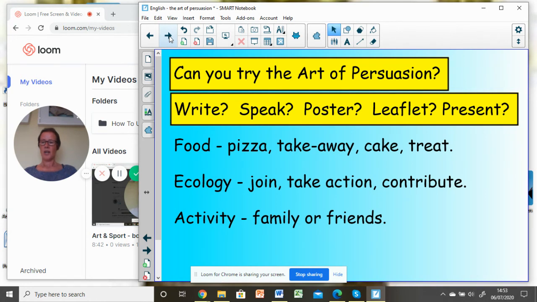You might have an issue at hand, something you're concerned about, perhaps to do with ecology. You might want to persuade someone to join with you, take action, or contribute to this cause. Maybe there's an activity you'd like to do. You could try and persuade a friend or some of your family to get involved in that activity. Use the structure and the techniques that we've discussed. And I do hope you enjoy developing your art of persuasion.